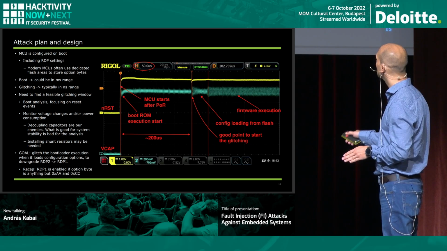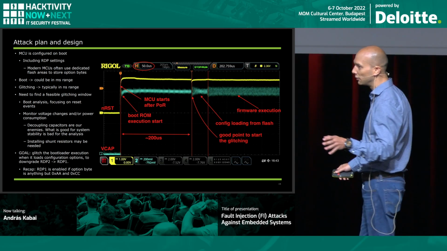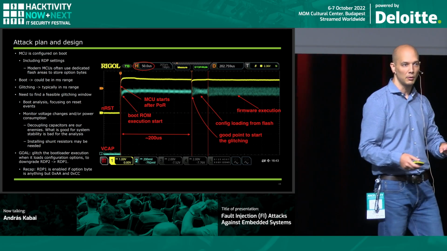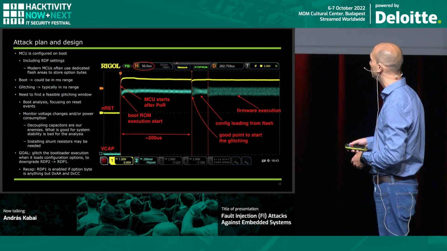The boot process looks like this in case of a microcontroller. Whenever it receives power, it starts to prepare the internal peripherals and the whole architecture to be ready to execute commands.